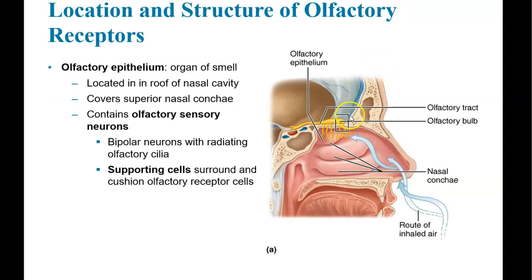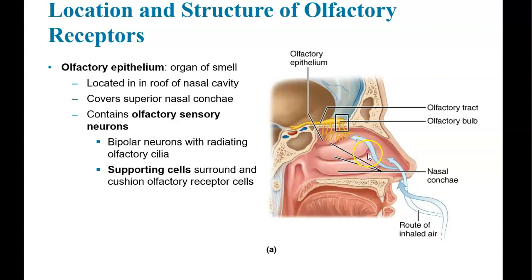So starting with the olfactory receptors, if we look here at the nasal cavity, the space that's right behind your nose, that's going to contain the main organ that's used in smell. That's called the olfactory epithelium. That's going to be the covering of this chamber, the nasal cavity. This is going to cover the superior nasal conchae, which are these plates here.